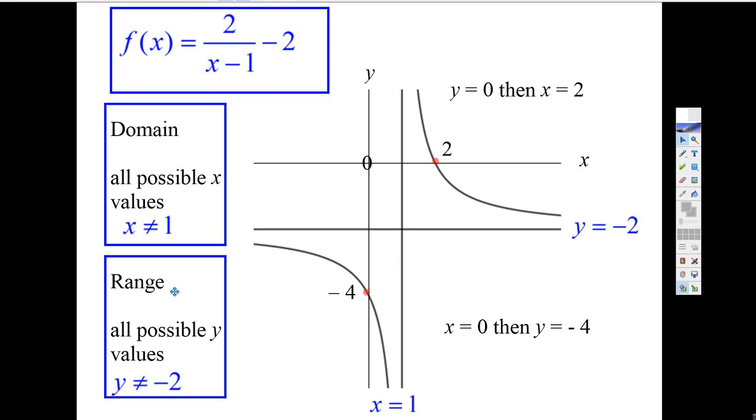Now, if they said, what's the range? Well, because this can never equal 0, it can never be 0 because it's undefined, then y can never be minus 2. You see, y can never be minus 2, and x can never be 1. That's the range. y is an element of the real numbers, but y cannot equal minus 2. x is an element of the real numbers, but x can't equal 1.